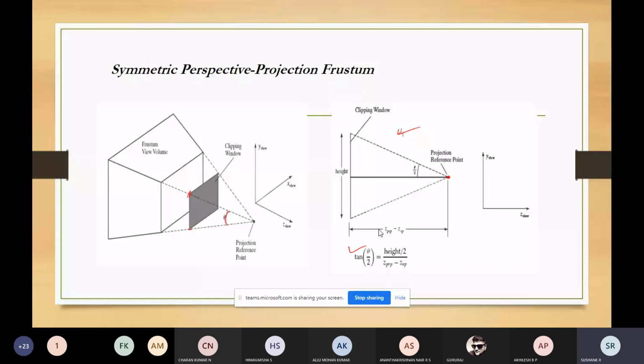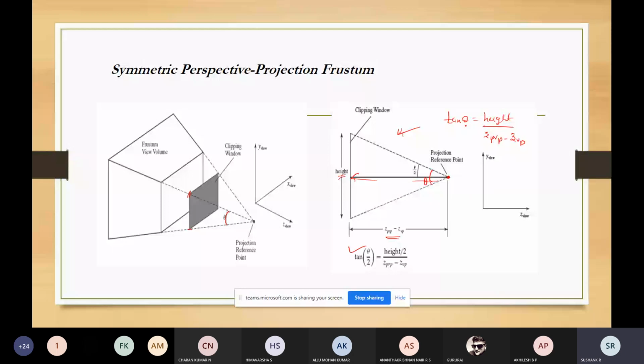So like that, using the basic formulas of trigonometry, they are deriving this. So tan theta means this angle theta. Tan theta is nothing but opposite by adjacent. Opposite is nothing but the height. Adjacent is this line, which is given by ZPRP minus ZVP. So this is the tan theta, but you need not have tan theta.